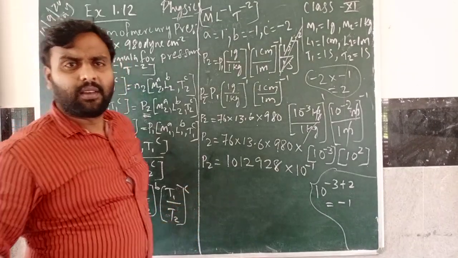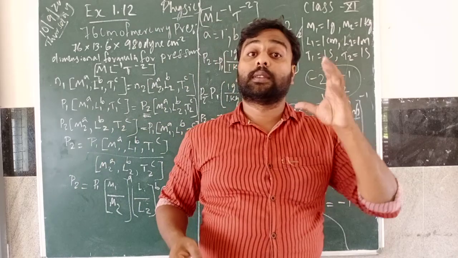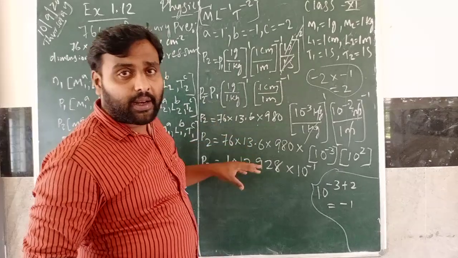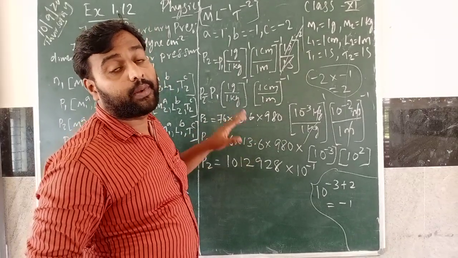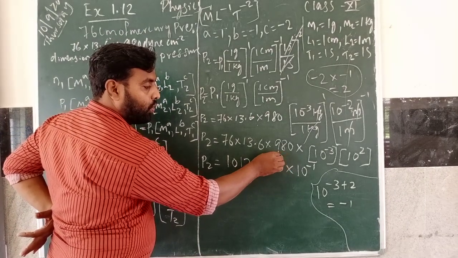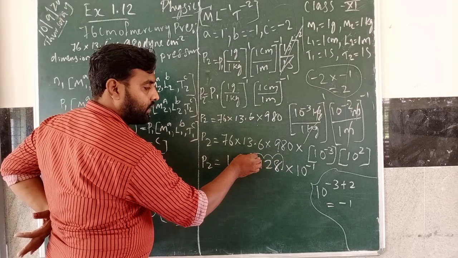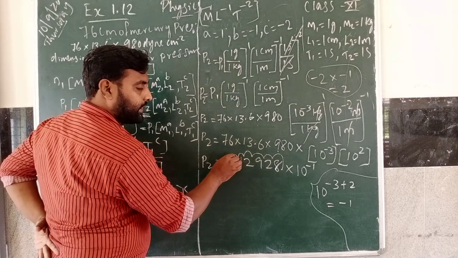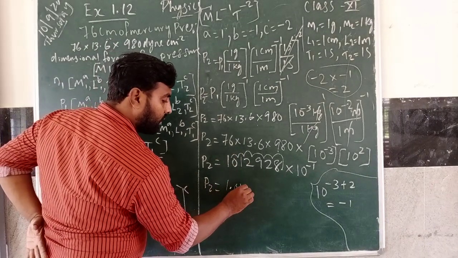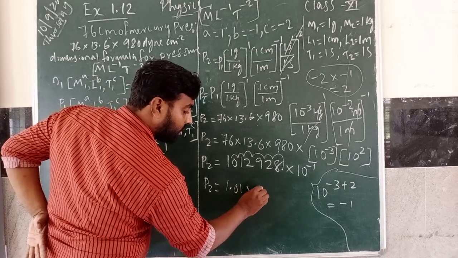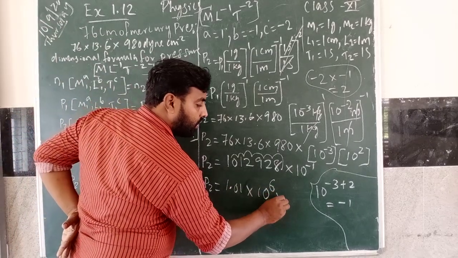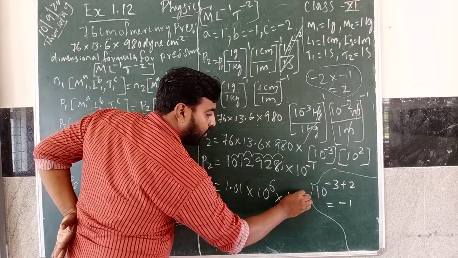Now, you see, in physics we always use the scientific method. That means we write the answer using scientific notation. So here the decimal point is here. Move 1, 2, 3, 4, 5, 6. So you can write P2 equal to 1.01 into 10 to the power 6. 6 places we have shifted, into this 10 to the power minus 1.